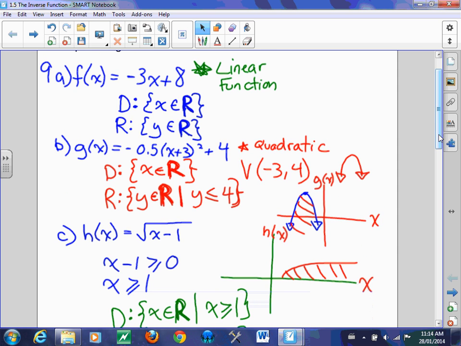So 9a, f of x equals negative 3x plus 8. Ladies and gentlemen, that's a linear function. It has a slope. So we know that domain is x belongs to a set of real numbers, and range is that y belongs to a set of real numbers.